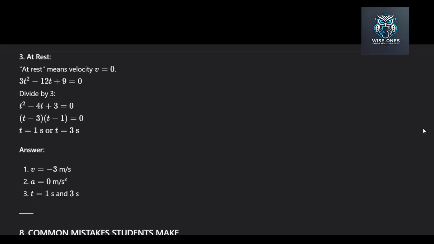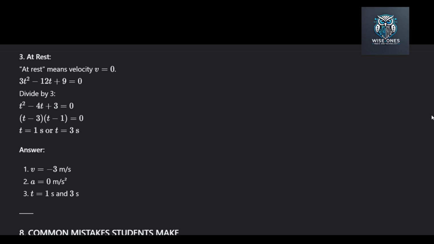Answer 1. v equals negative 3 meters per second. 2. a equals 0 meters per second squared. 3. t equals 1 second and 3 seconds. Please write that down. Remember, at rest means velocity is 0, not acceleration.